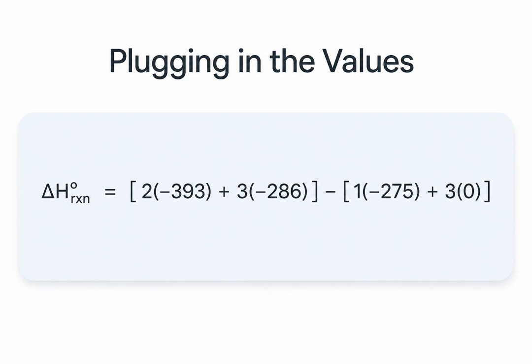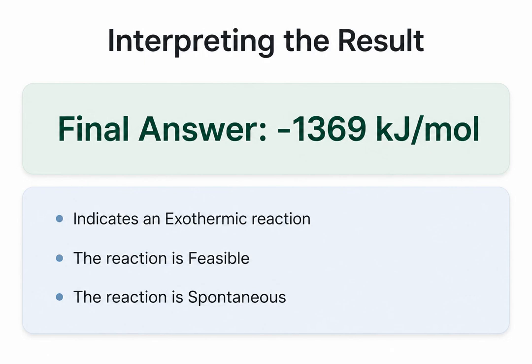The heat of formation for carbon dioxide is negative 393, so we multiply that by 2. We add that to 3 times the value for water, which is negative 286. Then we subtract the reactant side, 1 times negative 275 for the ethanol, plus 3 times 0 for the oxygen. When we punch all of that into our calculator, we get a final answer of negative 1369 kilojoules per mole.